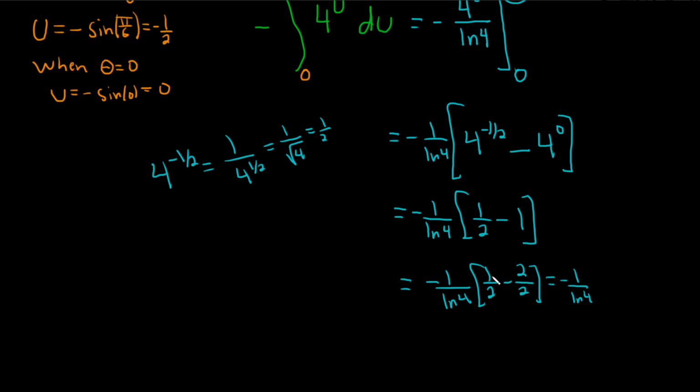And now we can subtract. 1 minus 2 is negative 1. So this is negative 1/2. Negative and negative is positive. We end up with 1 over 2 times the natural log of 4. And that's the final answer.